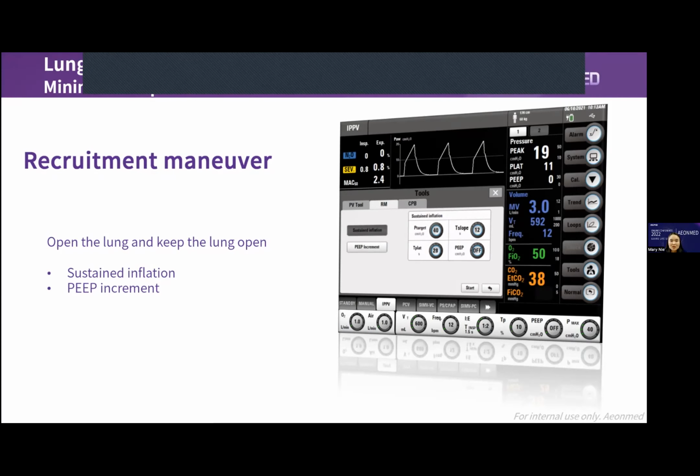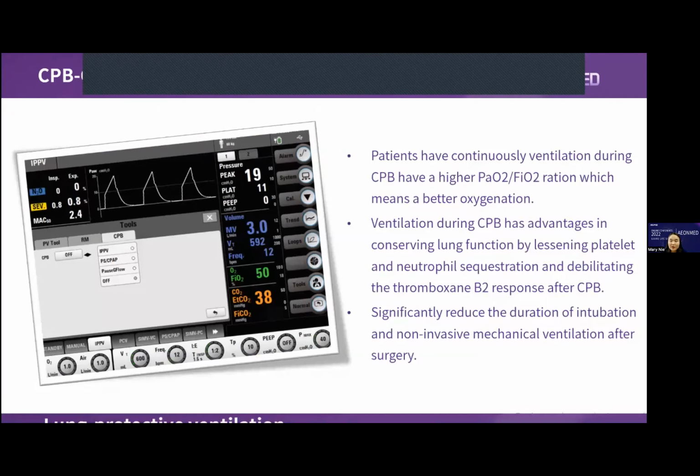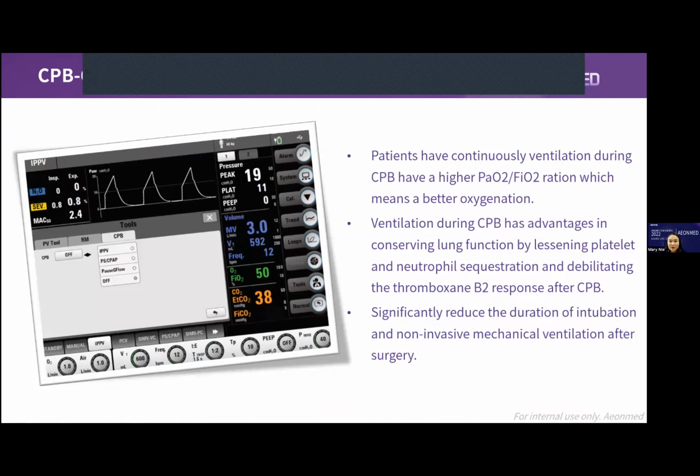And that's all about our lung protective ventilation, no matter the lung protective low tidal volume or the individualized PIP about the driving pressure and the stress index, and our PIP tool to give our patients the most suitable setting for them. And the last one, our recruitment maneuver. And here is another clinical tool we call CPB.